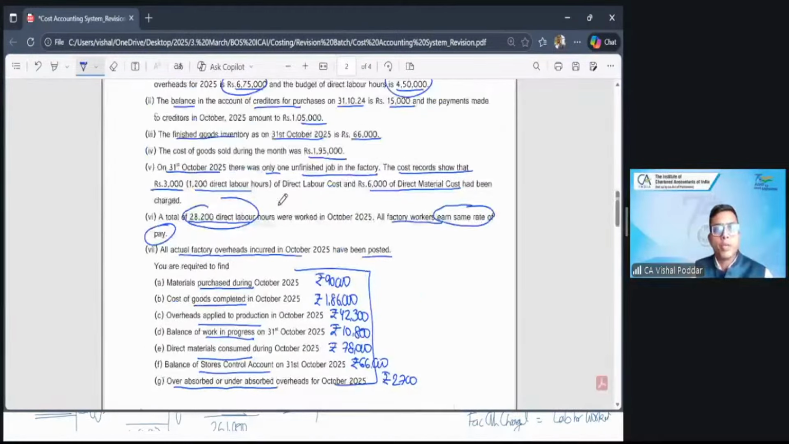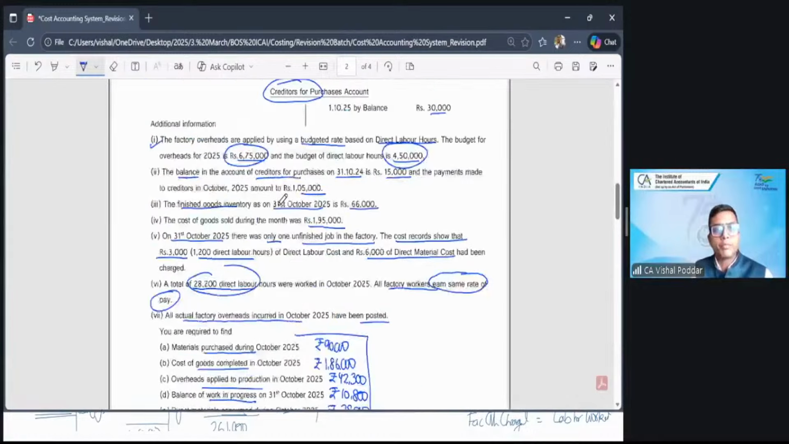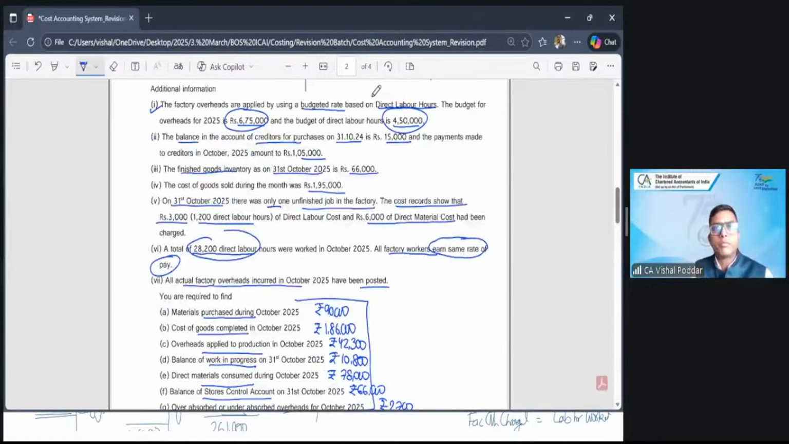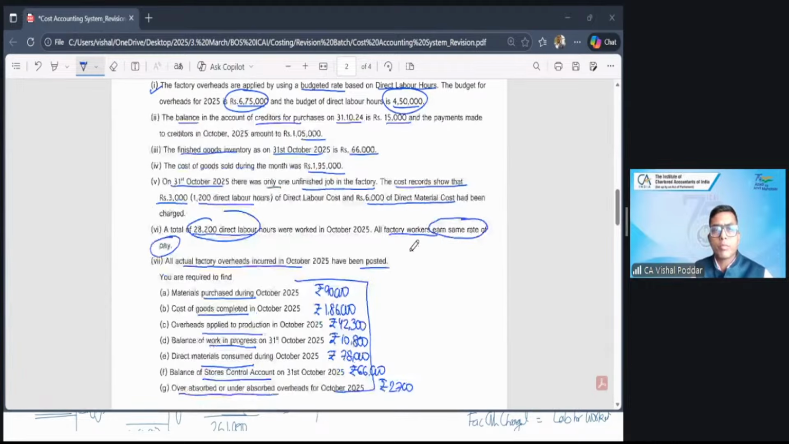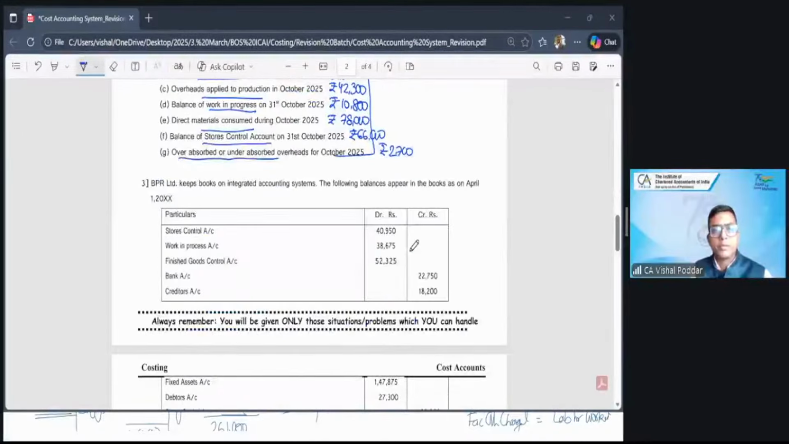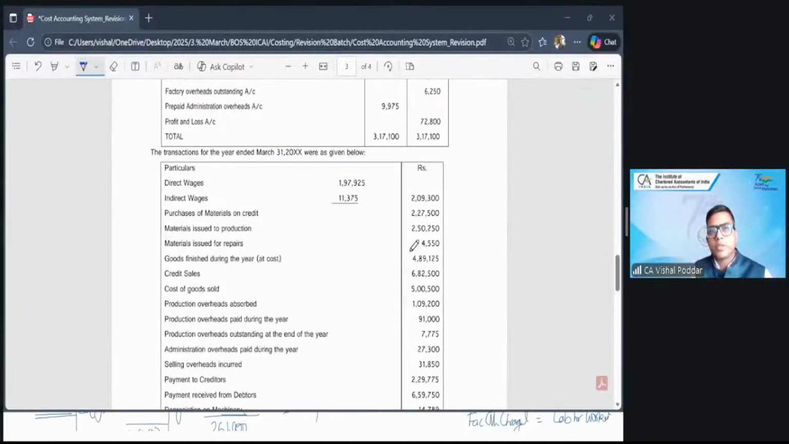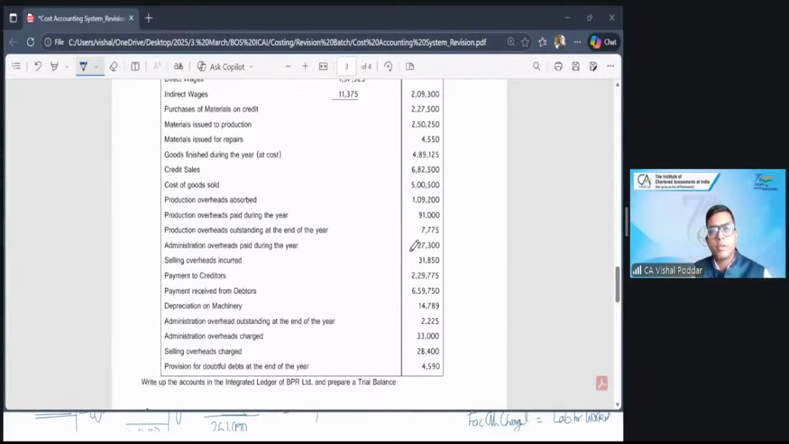Right, students? I hope this question is clear. Yes. Anybody, any queries on this question, students? Is it clearly understood by all? Perfect. Great. Now, see, this is one more question on cost accounting.